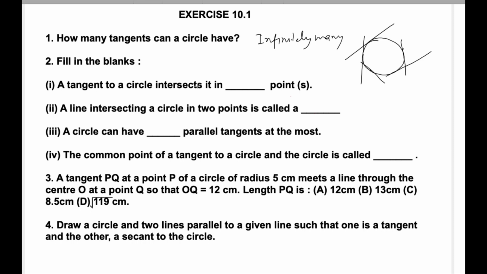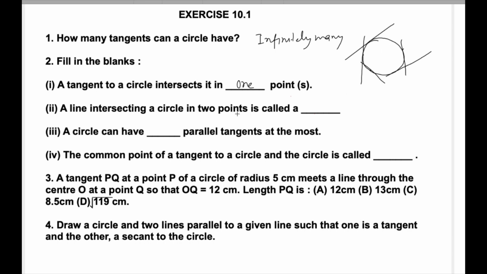Okay, the next question is a fill in the blanks kind of question. The first one is asking, a tangent to a circle intersects it in how many points? As you can see, a tangent to a circle can intersect it at only one point. That is the definition of a tangent: if a line is intersecting the circle at one point, then only it will be called a tangent to the circle. If it is not, then of course that's the next question.